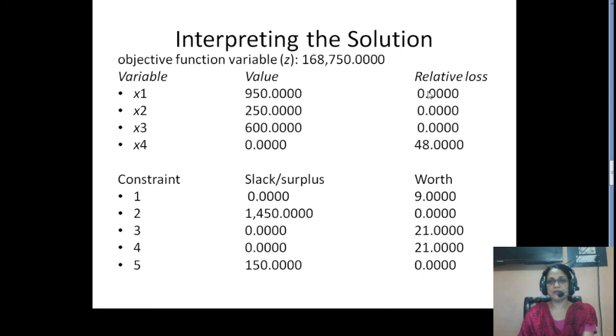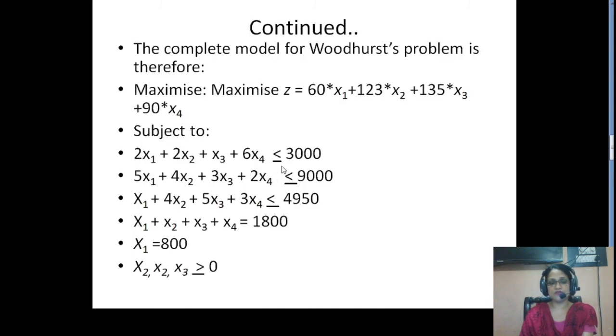I'll be coming to these two tables at a later stage. I am explaining to you this value, slack and surplus. So, for constraint 1, slack is 0. It means all the available hours of cutting are used. We had 3000 hours of cutting, so all are utilized, right?